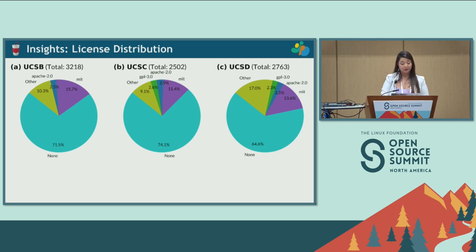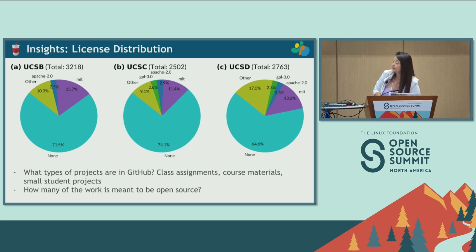One of the things that I think is very interesting is that there's no license for a lot of the projects. That doesn't mean that they're not doing things right. I think that just reflects that there's a lot of different types of things that people put in GitHub. Not all of them are meant to be open source. There's a lot of class assignments, course materials, and small student projects, or even just repositories where someone just puts the code there because they want to save it somewhere. But it's not necessarily meant to be open source. And I think that percentage of projects without a license talks more about that differentiation between the types of projects than about the fact that people are not using a license.